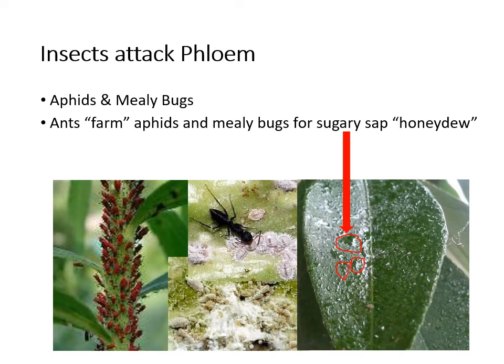Oftentimes you get black mold growing on that honeydew, and we call that sooty mold, like black, ugly kind of stuff. You'll see them on the undersides of any plant that's had aphids. Orchids are particularly bad for that sooty mold if they've had an aphid infestation or mealybug. But anyways, that pressure is something that is of interest, and that sap pressure can be quite extensive.